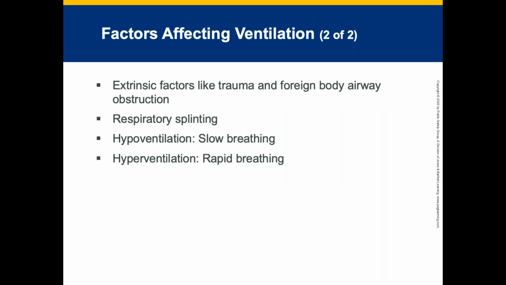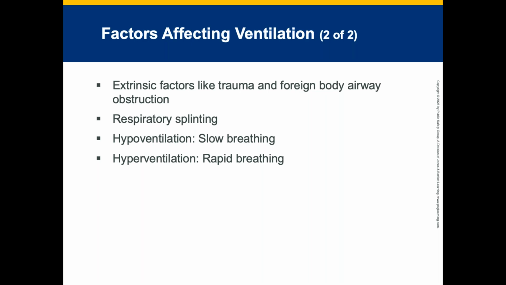Intrinsic factors include trauma and foreign body airway obstructions. Respiratory splinting can also result in a decreased pulmonary ventilation as well. So patients that have trauma tend to respiratory splint, you want to call it, by not taking deep enough breaths, which then can affect that ventilation.